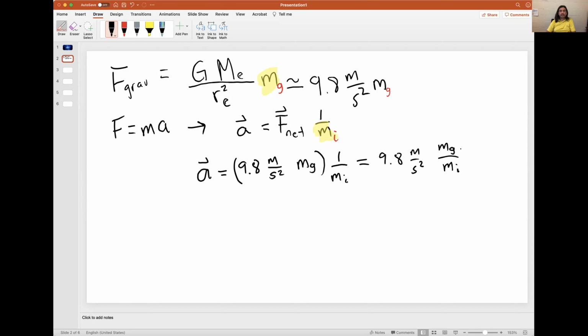What happens if they were different properties? Then that would mean that the mg and the inertial mass are not the same. I mean, there's no reason for them to be the same at this point.